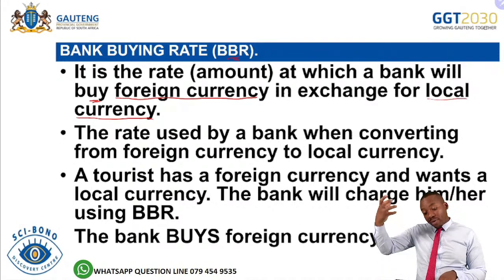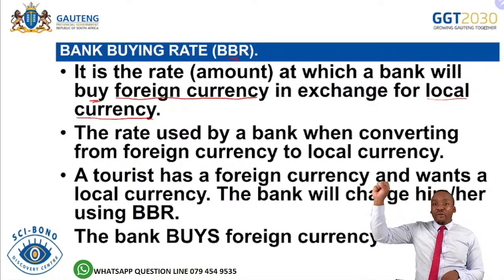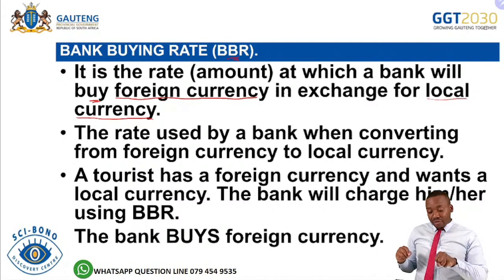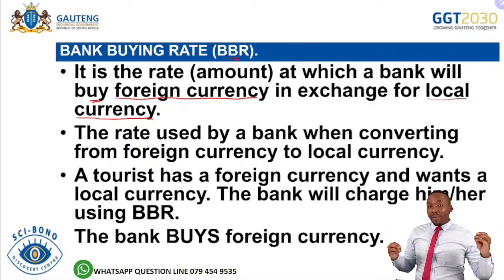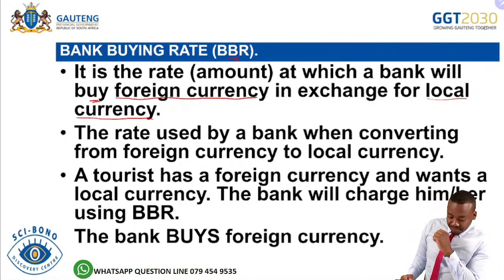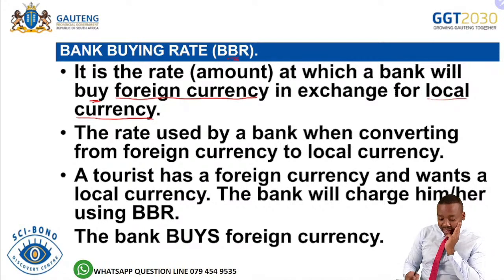because a foreign tourist will be coming from outside with their foreign currency, and they come here to South Africa because they need our local currency. So when they get to our border post or our international airports, at the exchange rate, whereby now they need to go and buy currency, the bank will charge them using bank buying rate. Another explanation is that it is the rate used by a bank when converting from foreign currency to local currency.